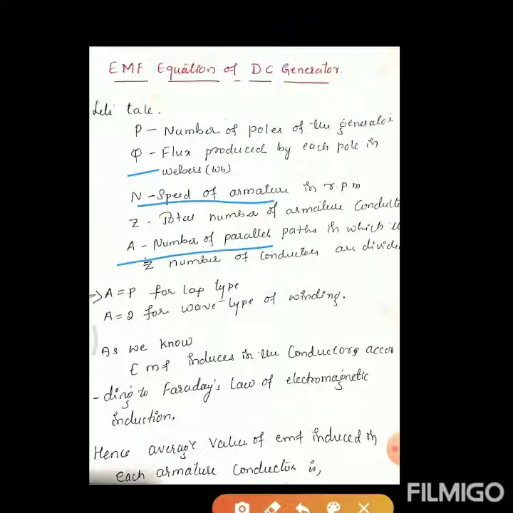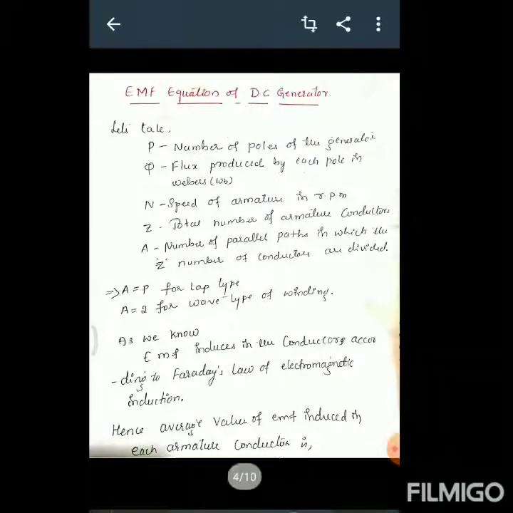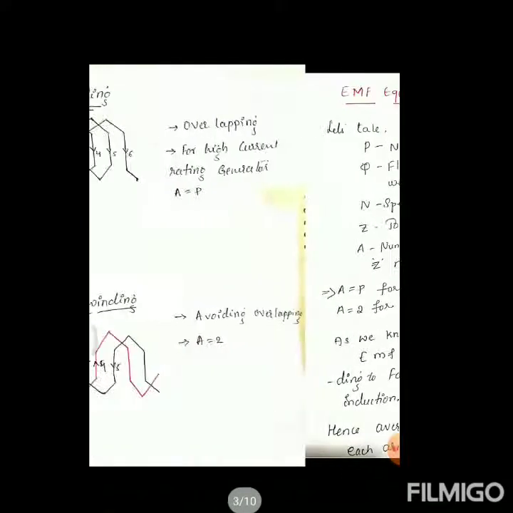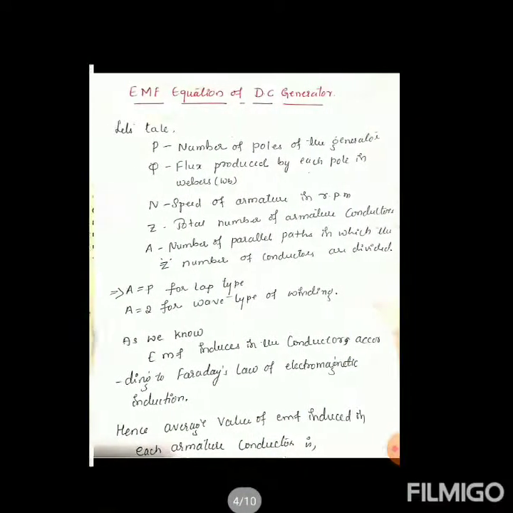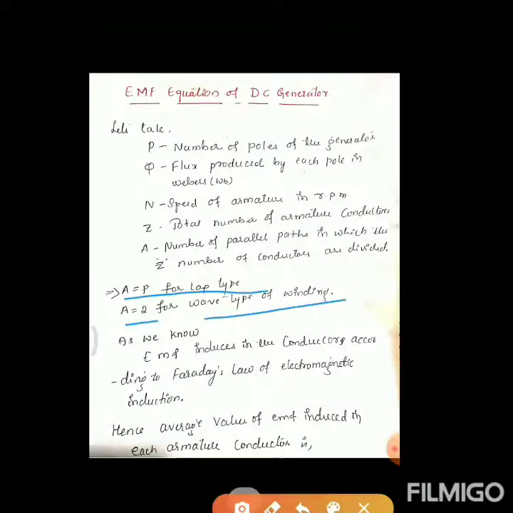A is the number of parallel paths in which the total number of conductors Z are divided. Now as we have studied, A is equal to P for lap winding, and A is equal to 2 for wave winding.